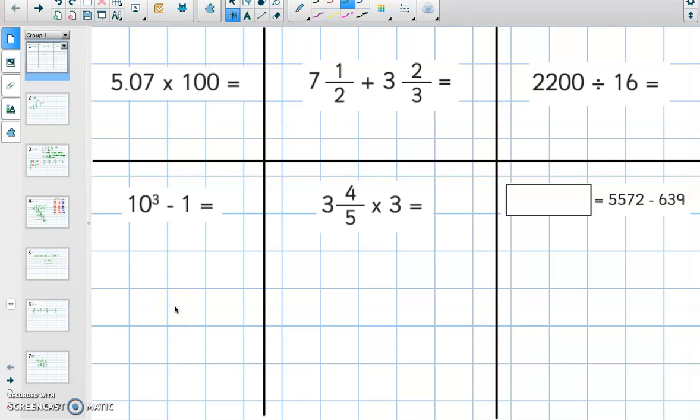Hello everybody, welcome back. I'm just going to quickly go through the 6 arithmetic maths questions for today. I'm going to go very quickly. I've already started doing the workings out just to save a little bit of time for you guys.